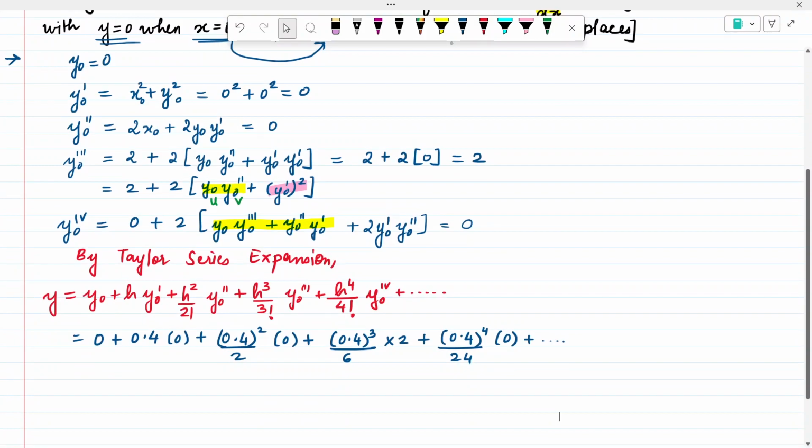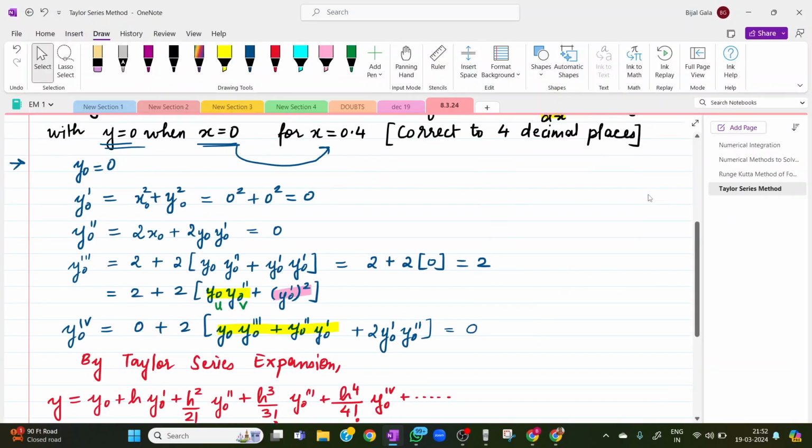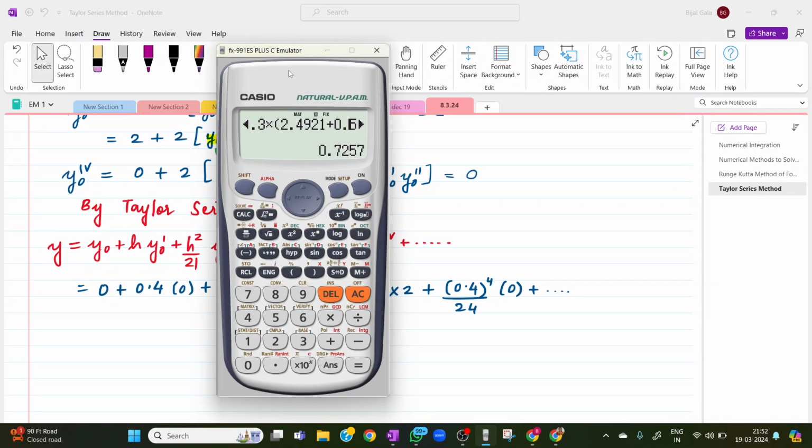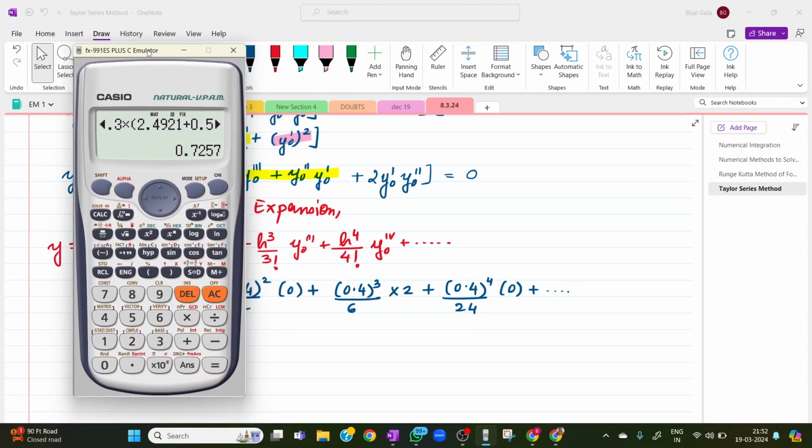Okay. We don't write the next terms. Reason is, the question tells you 4 decimal places. So let's observe. I believe except the 0.4 cube term, all the terms are becoming 0. All the terms are 0. Correct? So we'll calculate only that term, that is 0.4 cube. And that will be divided by 3 because 2 and 6 will get cancelled. And this becomes 0.0213. So you can see this itself is a 4 decimal answer.